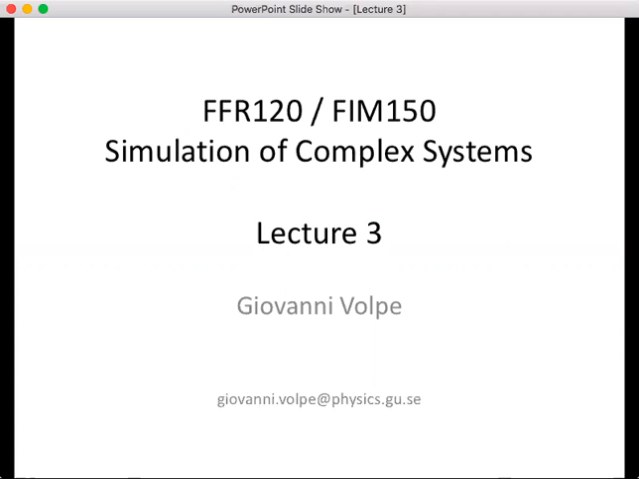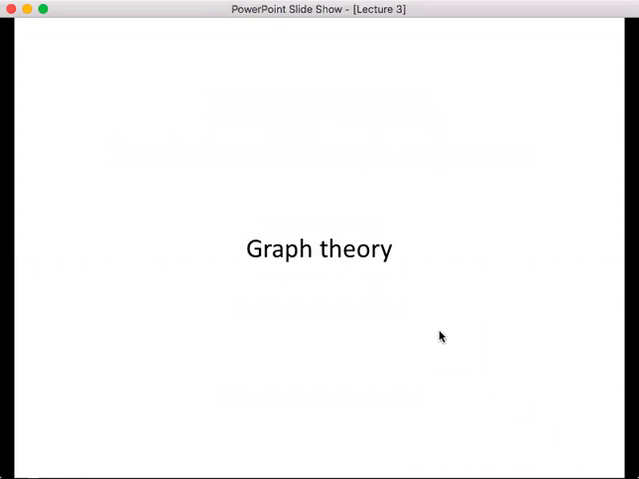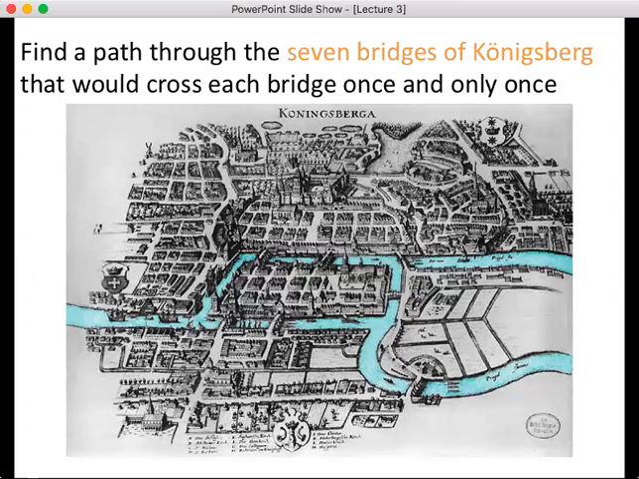Okay, so let's start this third lecture in the course, and this lecture will be dedicated to graph theory. First of all, we will start with a riddle, the so-called 7 bridges of Königsberg. Königsberg is a city in Central Europe, made by various land masses. There are these rivers, and there is an island and 3 land masses around it, and there are bridges between these land masses.